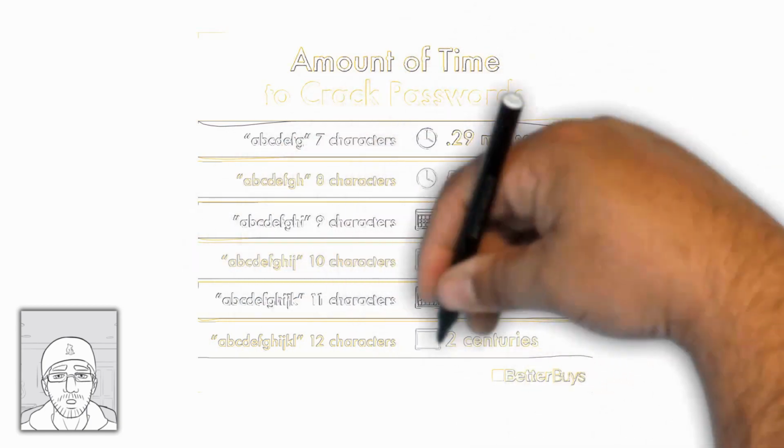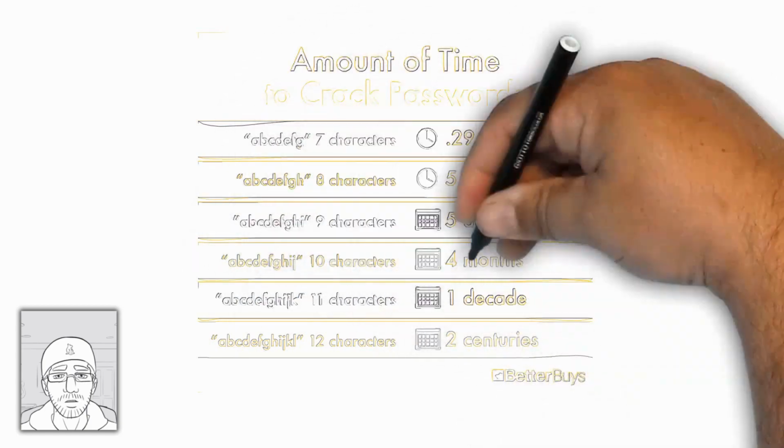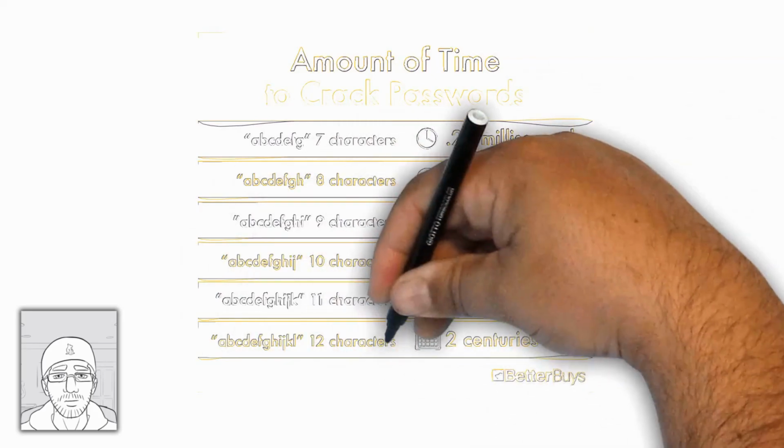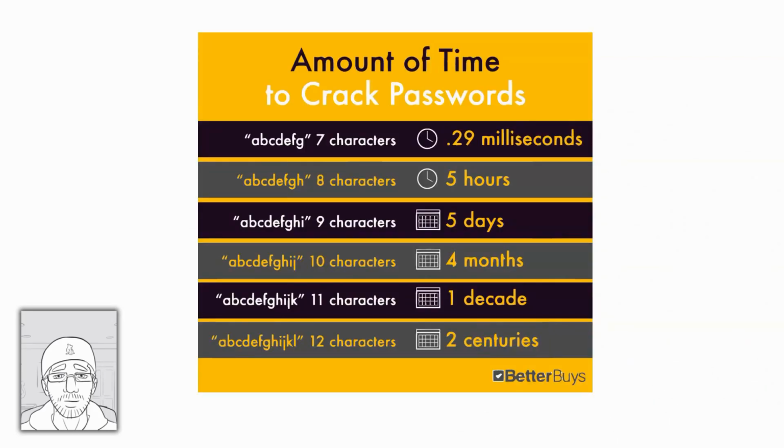An 8 character password, ABCDEFGH, would take 5 hours. A 9 character password, ABCDEFGHI, would take 5 days. A 10 character password, ABCDEFGHIJ, would take 4 months.